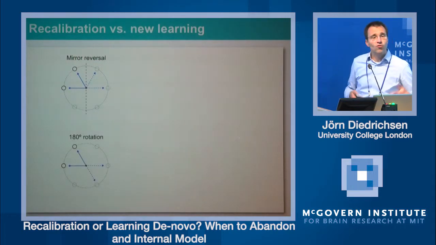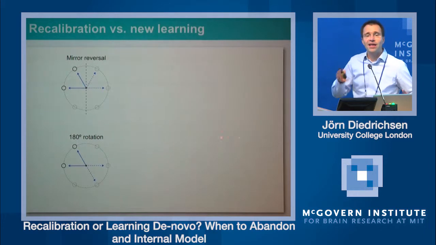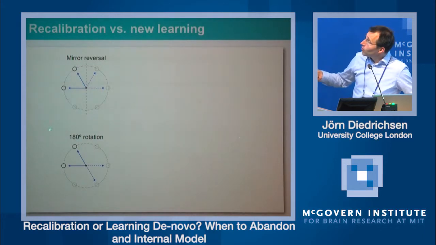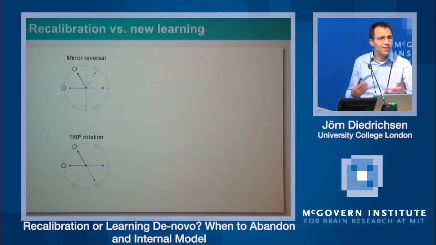So what about a rotation that is about 180 degrees? So like mirror reversal, if your hand reaches to the left, you're going to see the cursor going to the right. The difference is only that when you reach to the upper left target, your cursor goes to the lower right. Here it goes to the upper right. So this is the difference. Would they somehow be different?